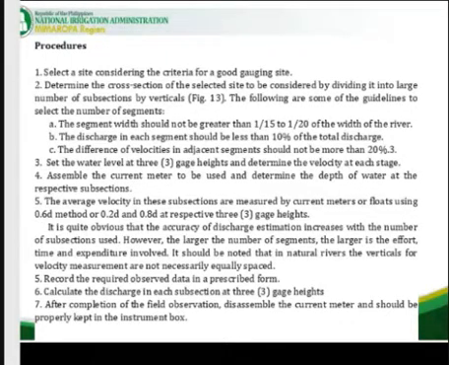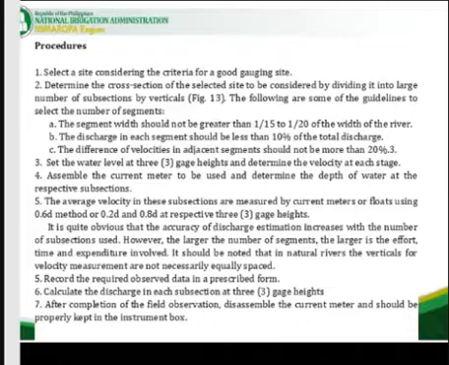5. Record the required observed data in prescribed form. 6. Calculate the discharge in each subsection at 3 gauge heights. 7. After completion of the field observation, disassemble the current meter and it should be properly kept in the instrument box.